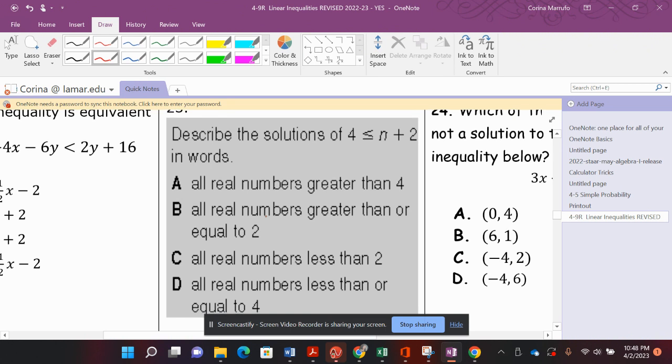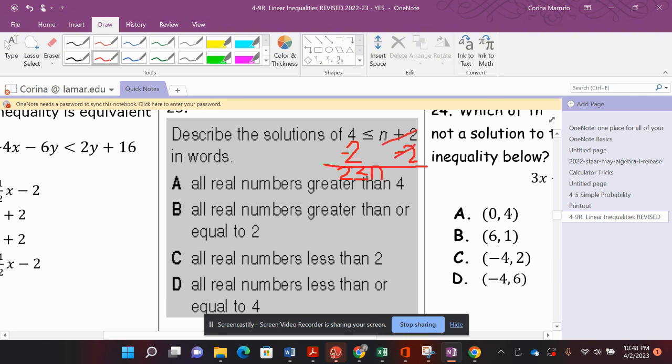So it says, describe the solution of 4 is less than or equal to n plus 2 in words. So to find the solution, we need to find the n. So we need to take this plus 2 and move it to the other side because we're trying to get the n by itself. So the opposite of plus is minus. So we subtract the 2, and 4 minus 2 is 2.